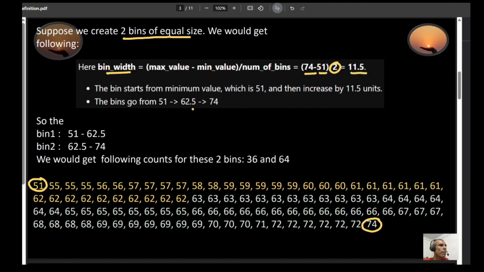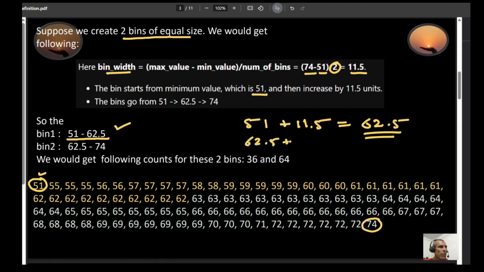So my bin starts with the minimum value, that is 51. That will be right here. You take 51 and you add 11.5, that is your bin width, and your answer will come out to be 62.5. So my bin is going to be from 51 to 62.5. This is my bin 1. And your second bin is going to be from 62.5, and you add 11.5 to that, and your answer will come out to be 74. So my second bin is going to be this one right here.